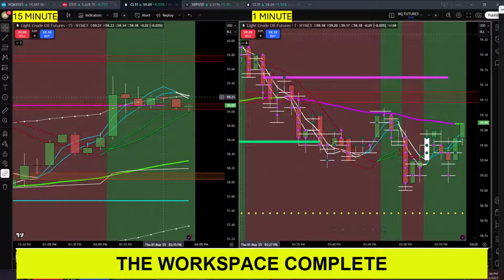And when you look at your complete workspace, we're going to have a 15-minute chart and a 1-minute chart. 15-minute is going to give you the roadmap, the bigger direction, the bigger areas, the bigger targets. And then the smaller chart we're going to use for entry and management fine-tuning.